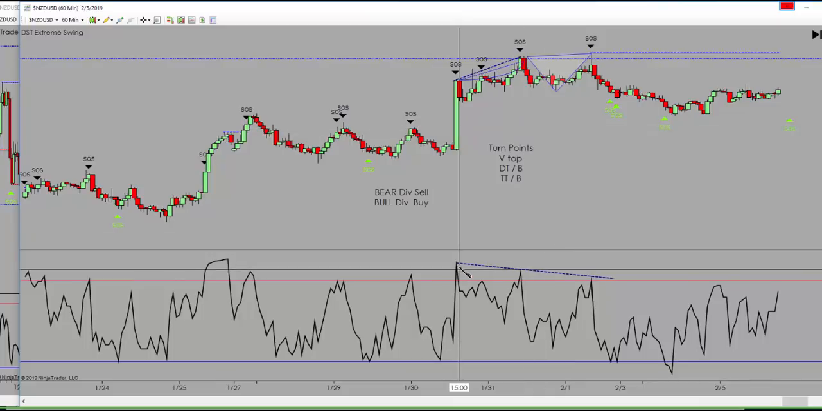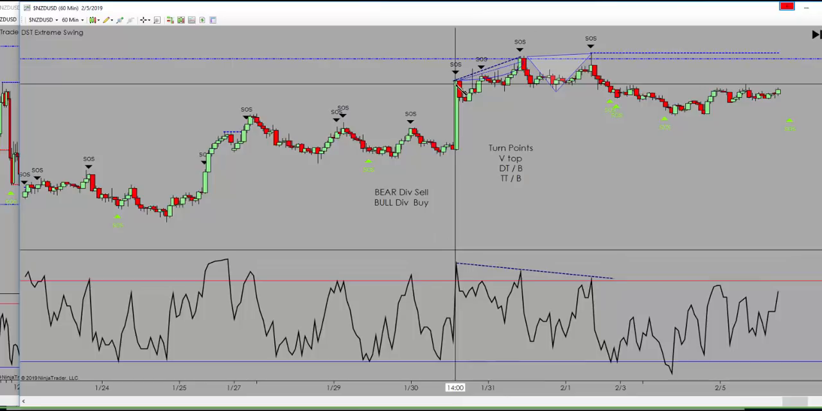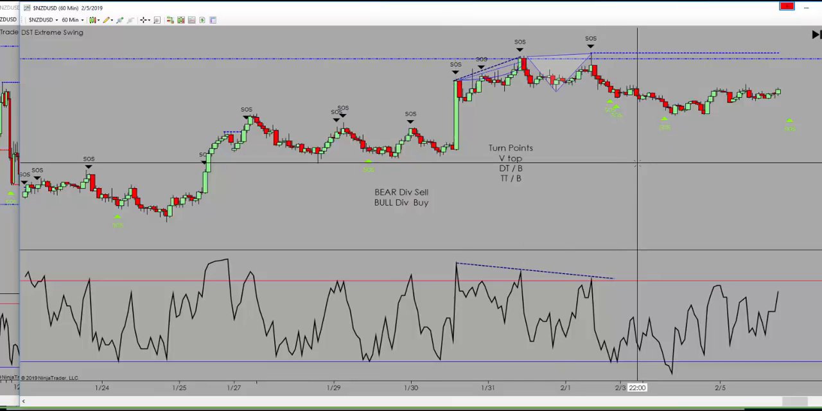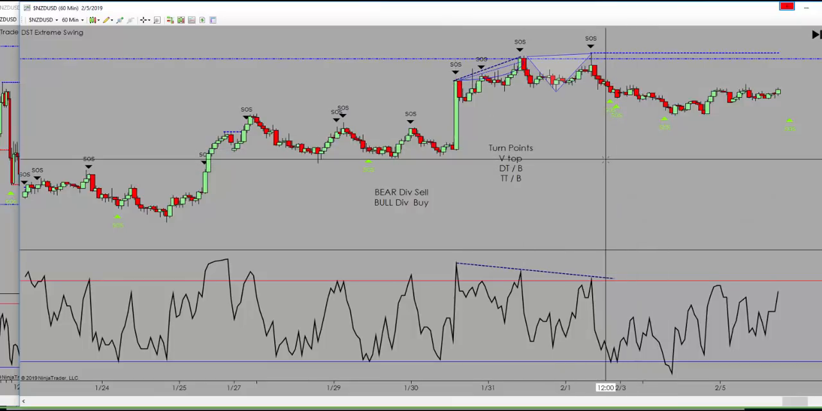So we tend to have bearish divergence with some type of a visual price pattern: double top, triple top, or a V top. The double top and the triple top are more prevalent right at those turning points. So those two things come into play. Now what happens? What tends to happen next?